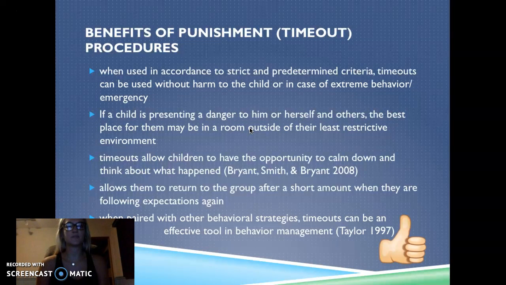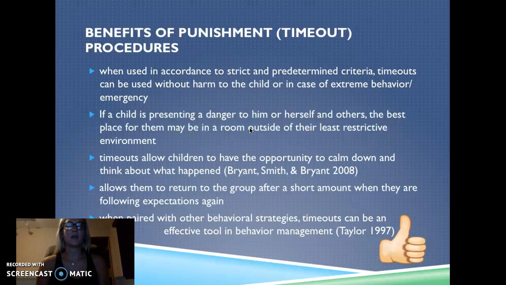Benefits of punishment procedures. Exclusionary timeouts are not the only type of timeout to exist. Timeouts from reinforcement do not involve removing a child from their least restrictive environment, so it is more ethical because it is not as intrusive. It is simply denying a child a reinforcer for a period of time, however they are still in the same environment as their peers. When used in accordance to strict and predetermined criteria, timeouts can be used without harm to the child.